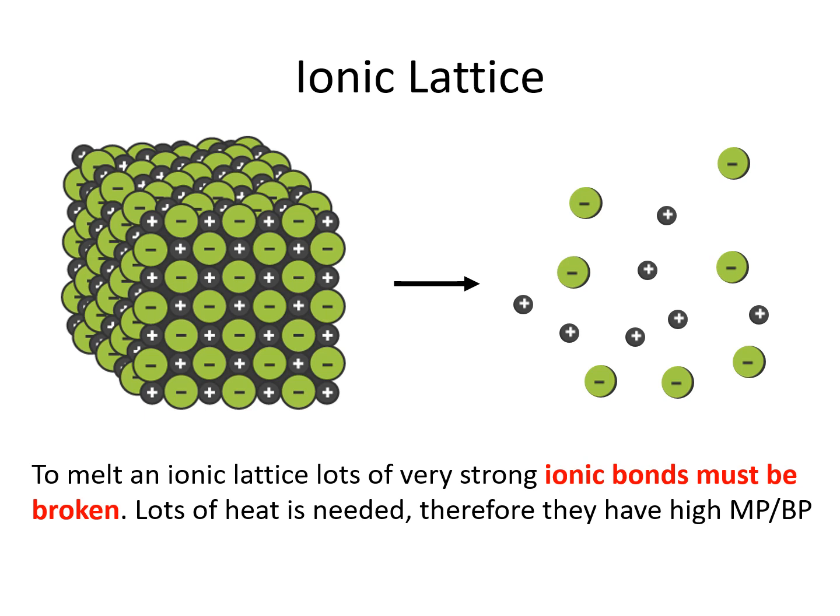So we need lots of heat energy to break all of those ionic bonds. And this is shown by a high melting and boiling point. So sodium chloride, which has the chemical formula NaCl, has a melting point of 801 degrees Celsius, which is very high. And it's very high because of the reason there in the sentence above.